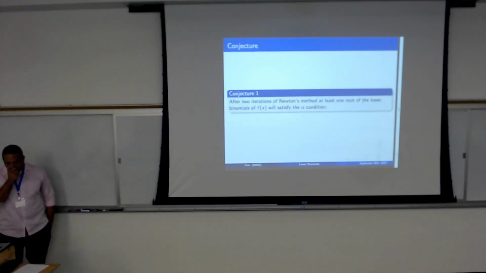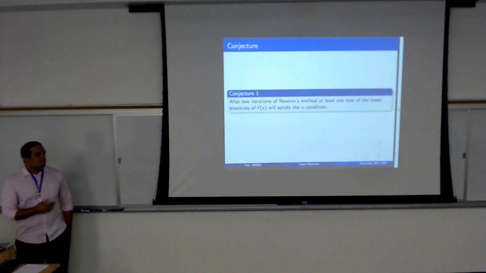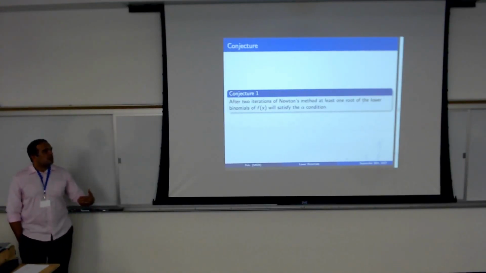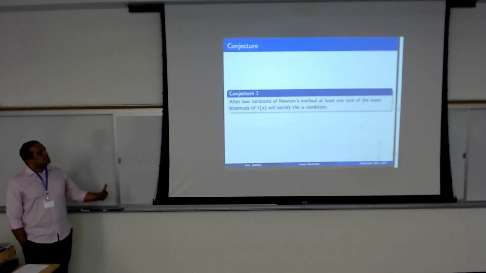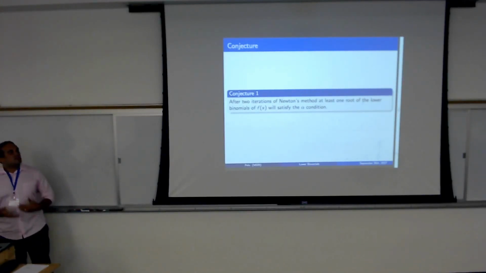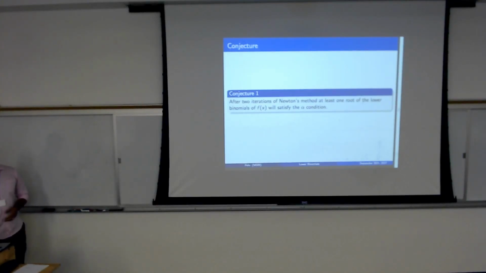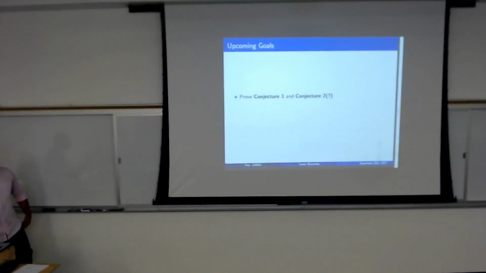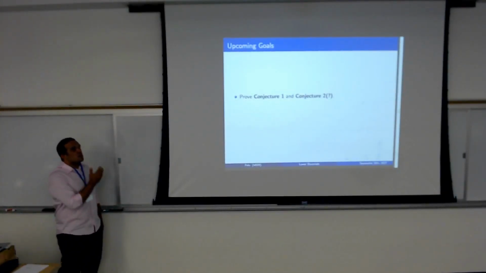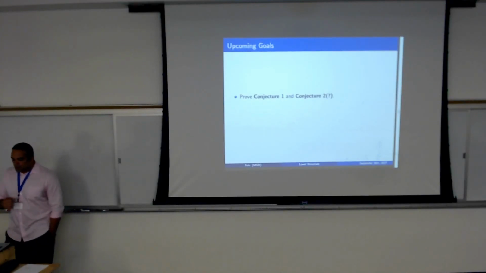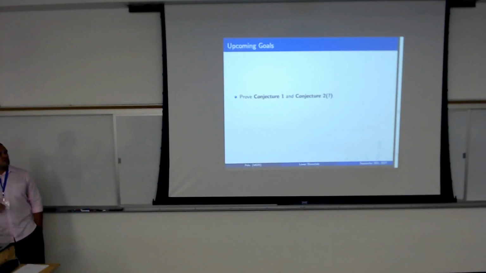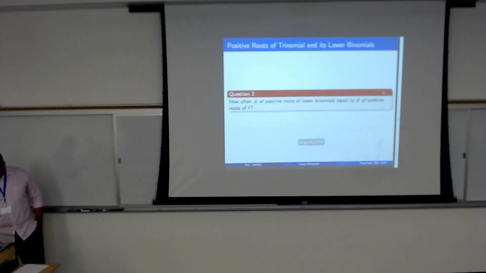Well, we have precisely this conjecture that we couldn't prove in 6 weeks, but this is a work in progress, and it's precisely that after 2 Newton's iterations, at least one of the roots of the lower binomials is going to be a good approximation of the roots of f. Upcoming goals: prove conjecture number 1 and conjecture number 2. I didn't mention conjecture number 2 because we didn't talk about the second problem for a matter of time, but I believe that I have time. Do I? Oh, perfect. So we can talk about problem number 2.